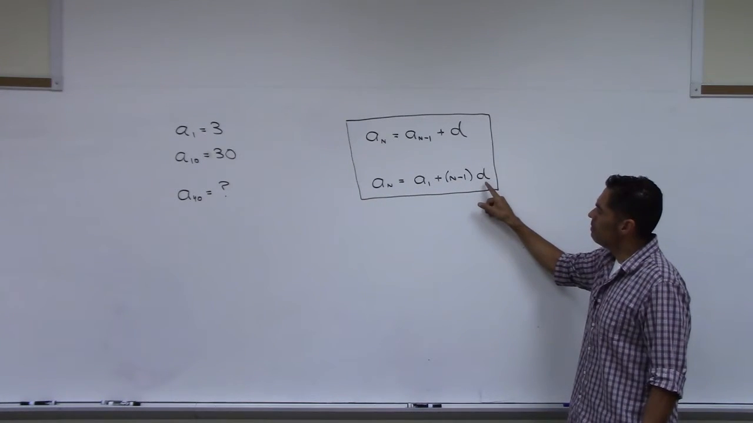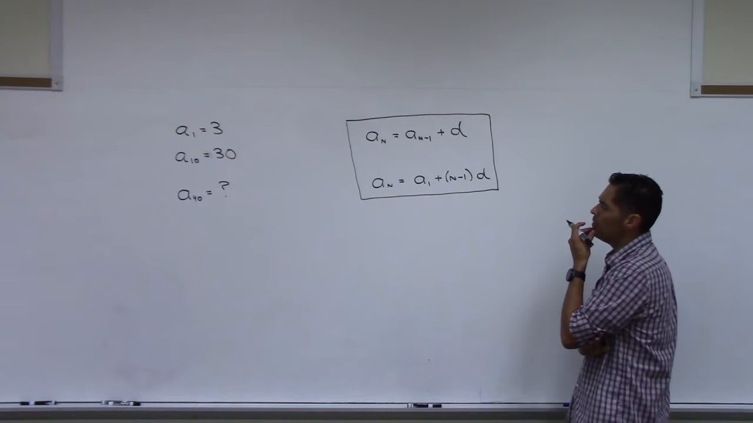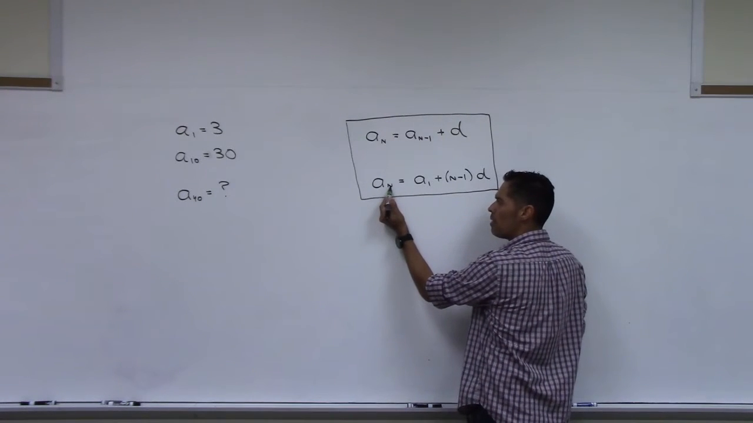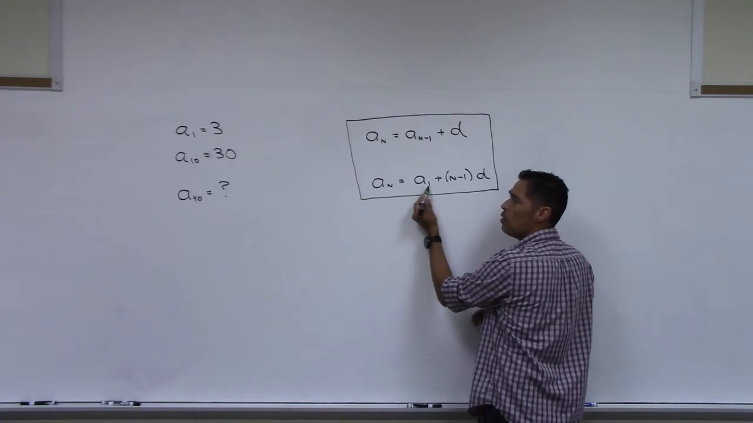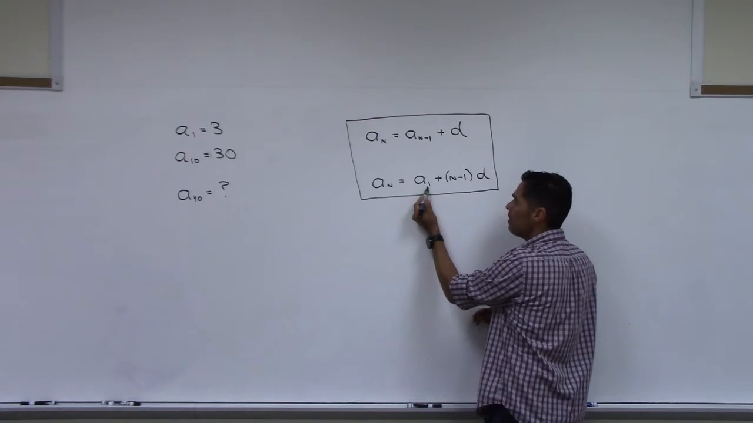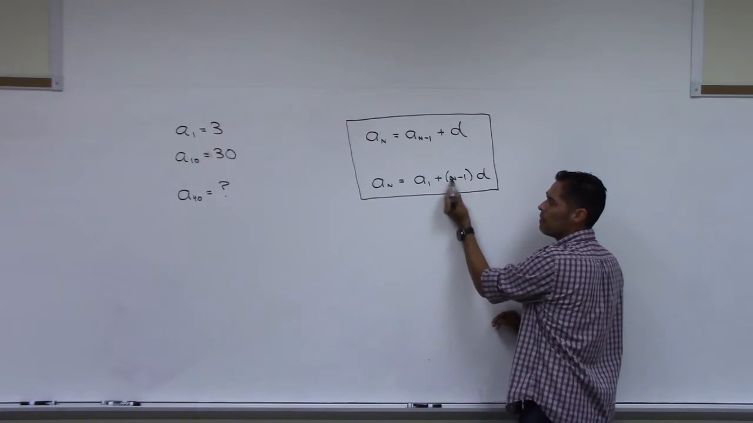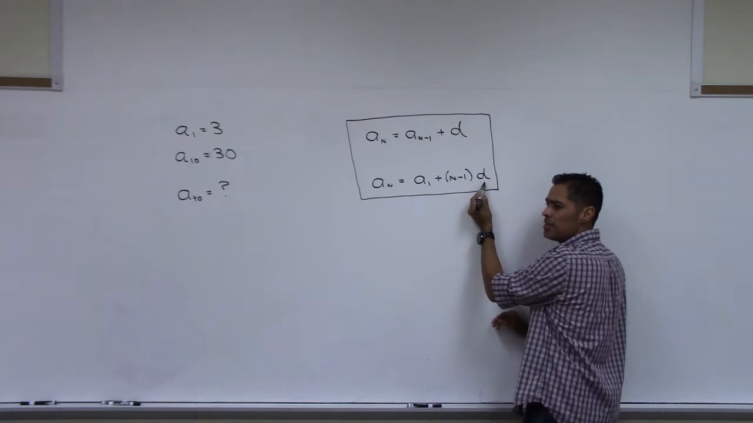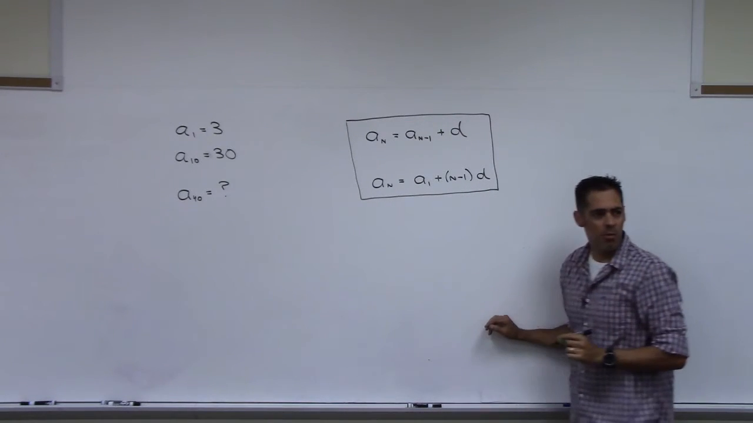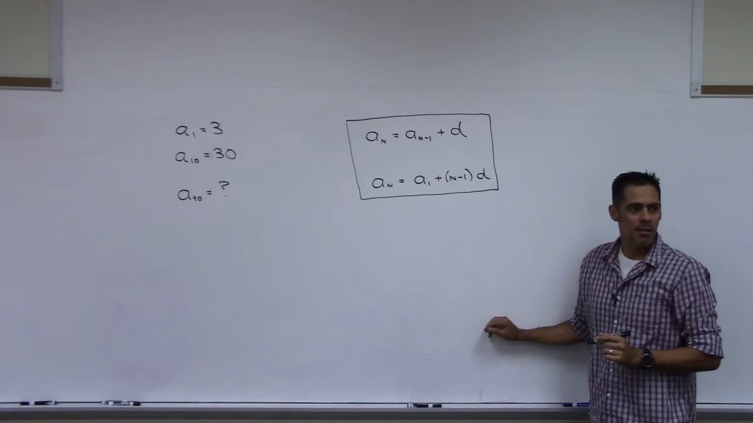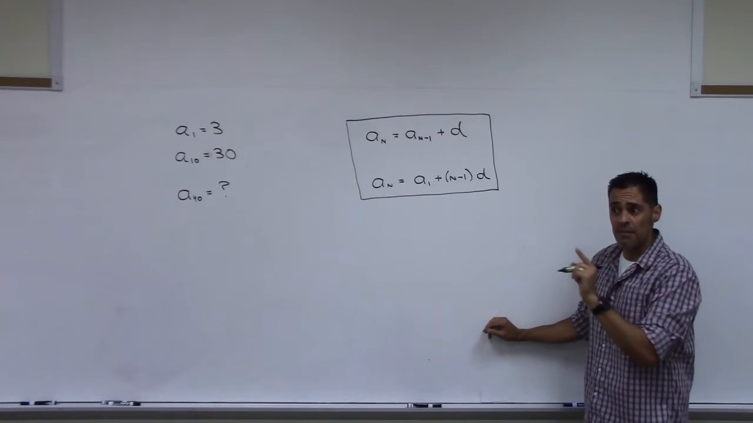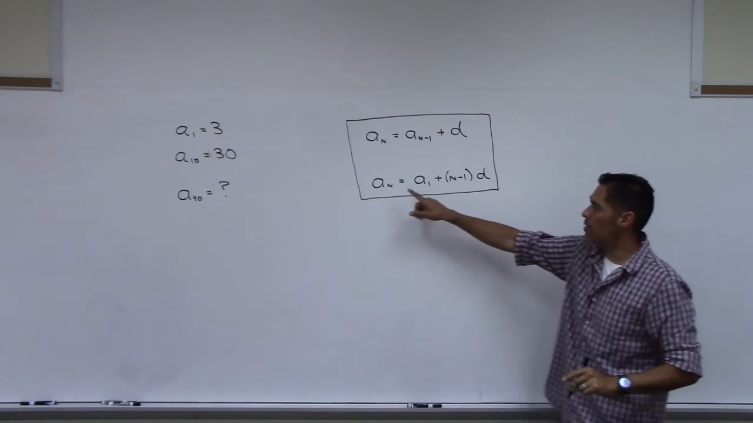Okay, so I think I'm following you here. You're saying a sub 40 is going to be equal to a sub 1. Now we know what a sub 1 is, right? It's 3. If we do 40 here, then this number will be 39. And then d, well, we actually don't know what d is, do we? We're going to need to actually find d first before we try and plug the 40 in here.